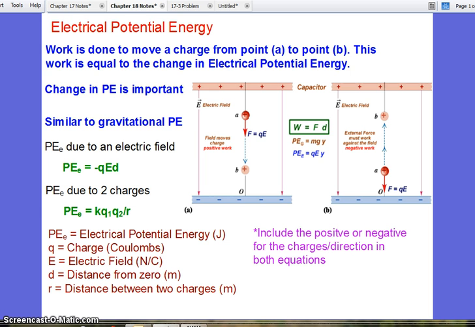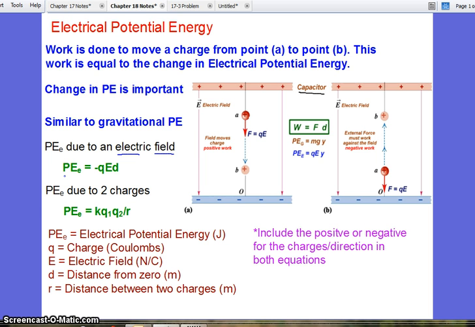So to review here, if we have these two charge plates, which is called a capacitor, by the way, if we were to move this positive charge from a lower point to a higher point, it would take work, and therefore this work is creating energy. We refer to that as the electrical potential energy. It's the change in potential energy that's important, and it's similar in a way to gravitational potential energy, as we had shown.